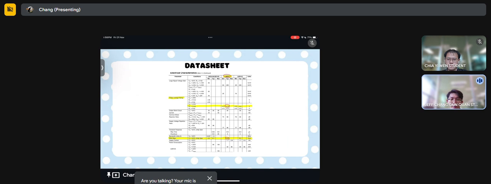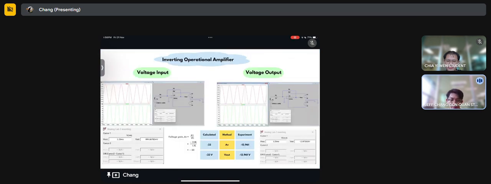From the data sheet, the LM741 has an output swing of plus minus 14 volt and a slew rate of 0.5 volt per microsecond. This means if the theoretical output is higher than plus minus 14 volt, the op amp will saturate. At higher frequency, the slew rate will cause amplitude drop and distortions. These limitations help explain the difference between our theoretical and measured results. Next, we will go to the inverting operational amplifier.